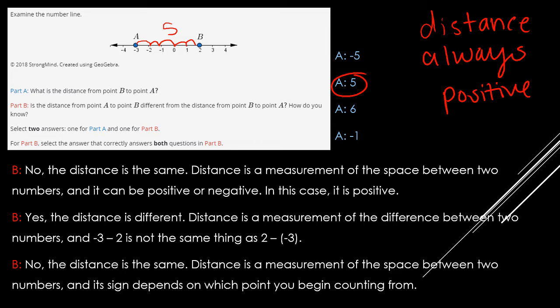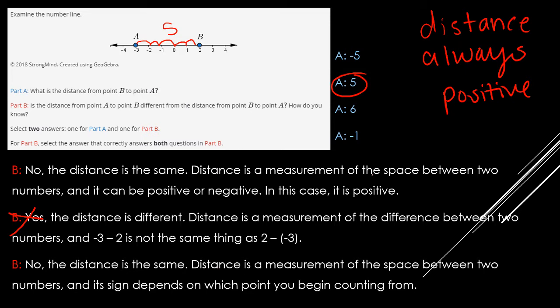And part B is asking us, is the distance from point A to point B different from the distance from point B to point A? How do you know? Well, I am going to say no. The distance, wait, sorry. Let me reread the question. No, the distance is the same. And let's see which one it is.